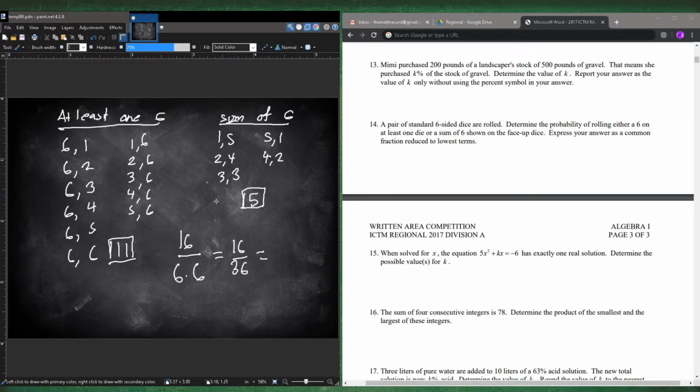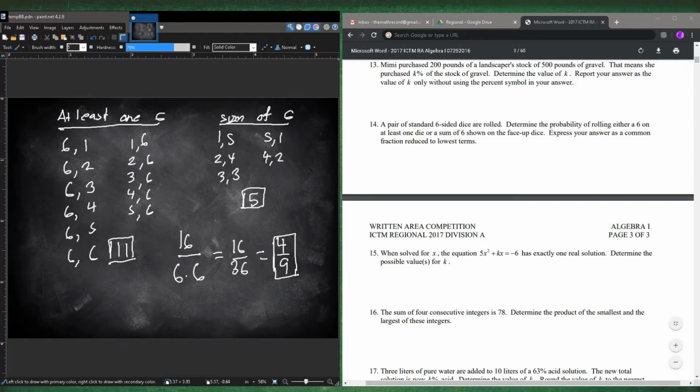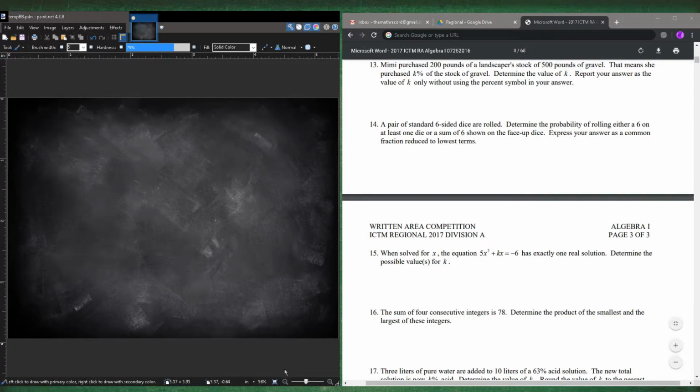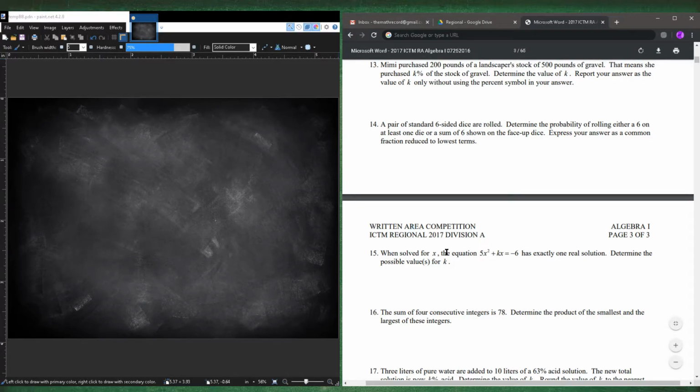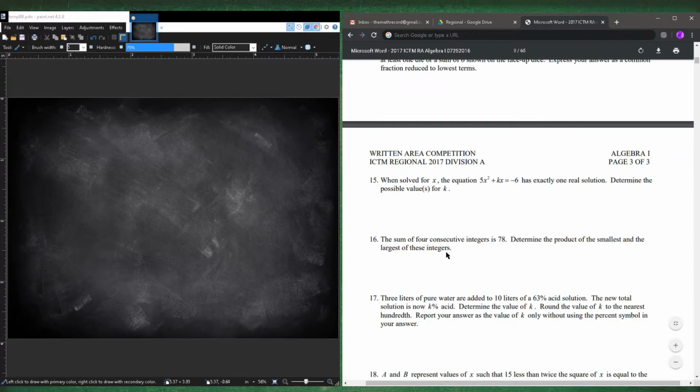So the probability is 16 over 36. And if you simplify it down, 16 divided by 4 is 4, 36 divided by 4 is 9. So your answer is just 4/9. And that's basically number 14, an intermediate slash simple probability question.